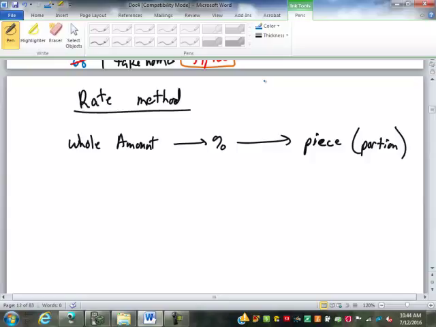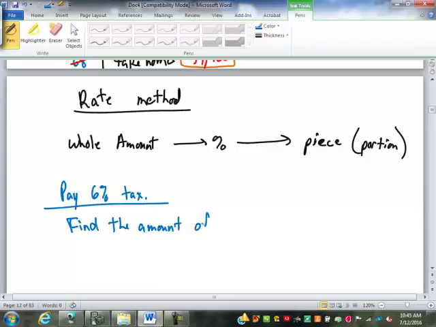Some of the most pure examples of this come off of interest and commissions and taxes, stuff like that. For example, let's say you're going to pay 6% tax. Find the amount of tax on a $300 purchase.